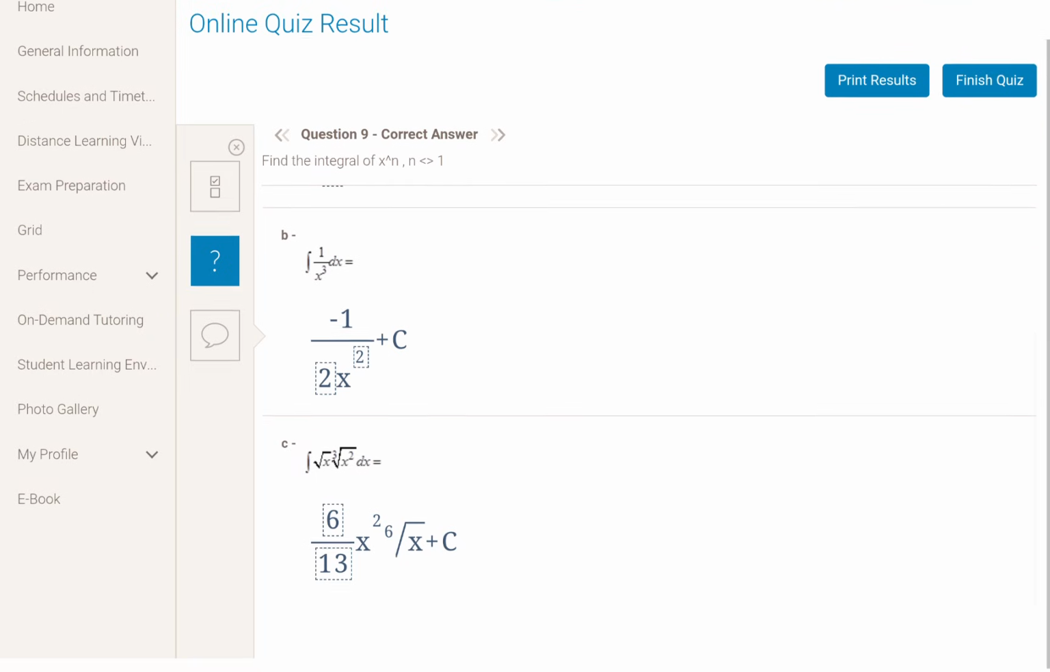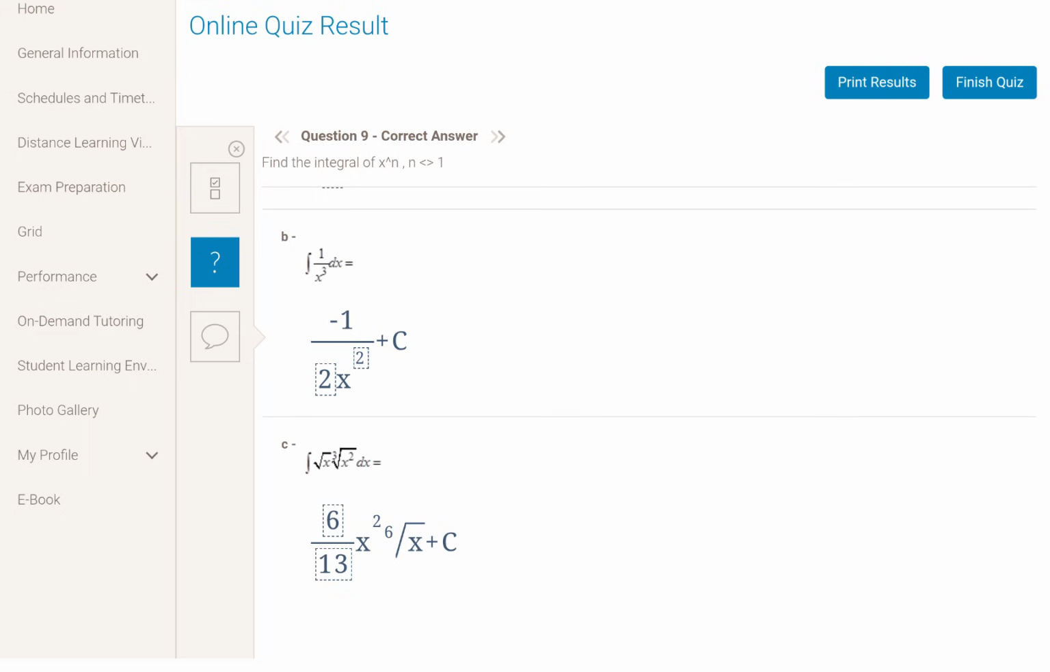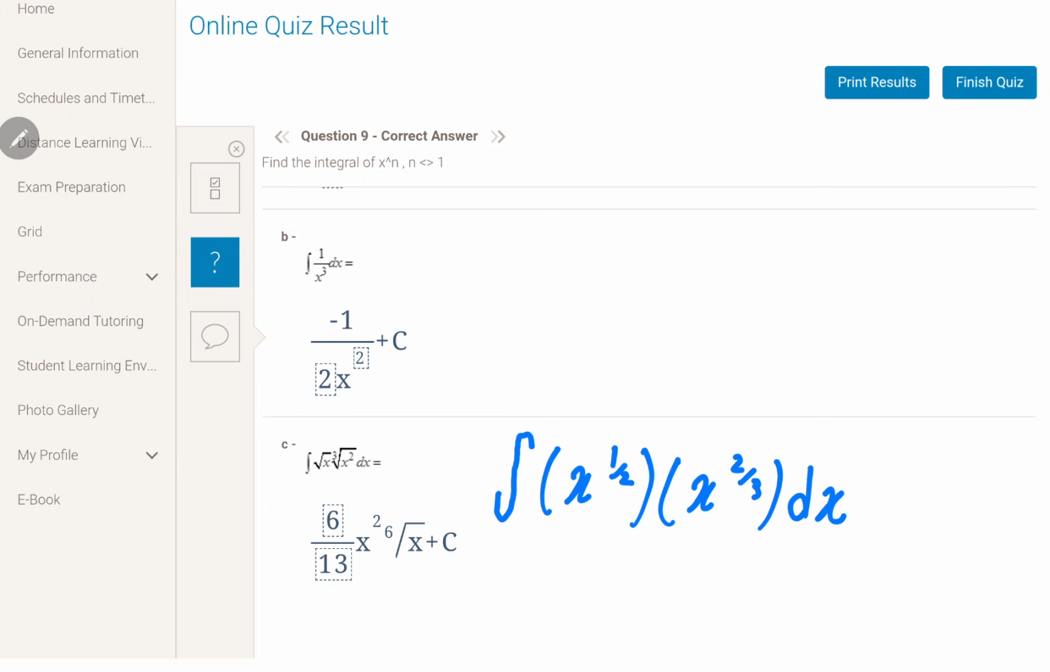So now, this one is easy, but annoying. You just have to focus. So you have to understand what's going on. This is radical x. What does that mean? You can write it as x power of 1 over 2. This is what? This is the cube root of x squared. So what does that mean? It's x to the power of 2 over 3 dx. Now, when you multiply these two, you add up their powers, right?